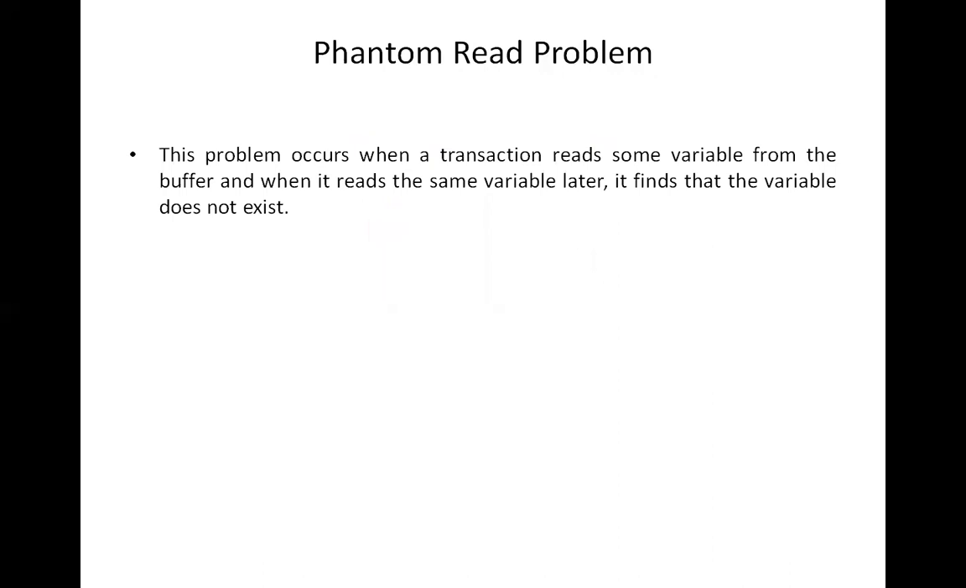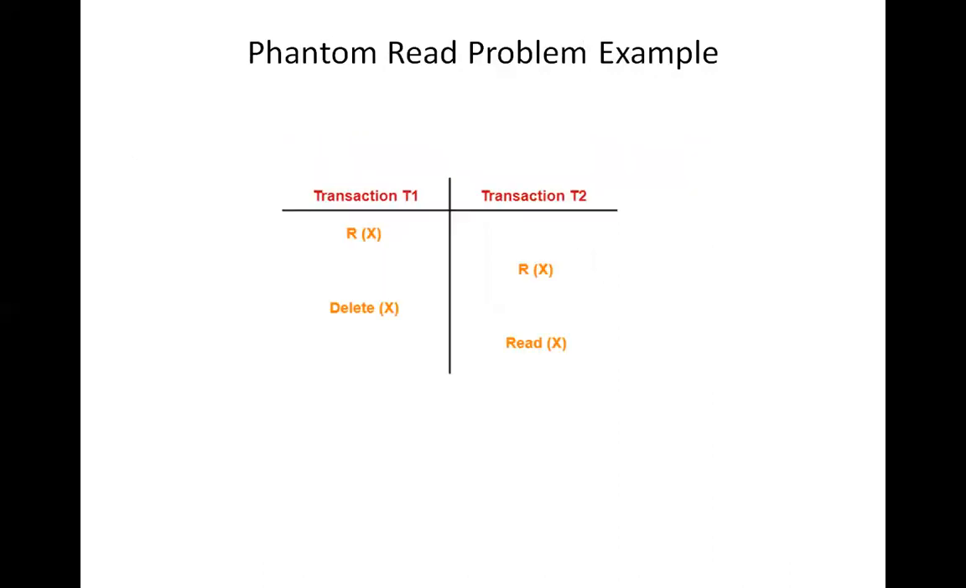Phantom read problem. Phantom read problem occurs when a transaction reads some variable from the buffer, and when it reads the same variable later, it finds that the variable does not exist. Here is the example of phantom read problem.